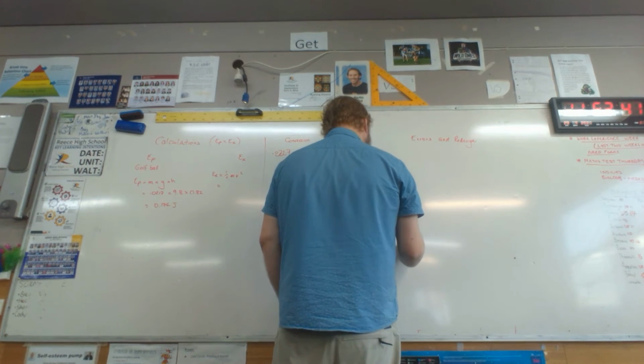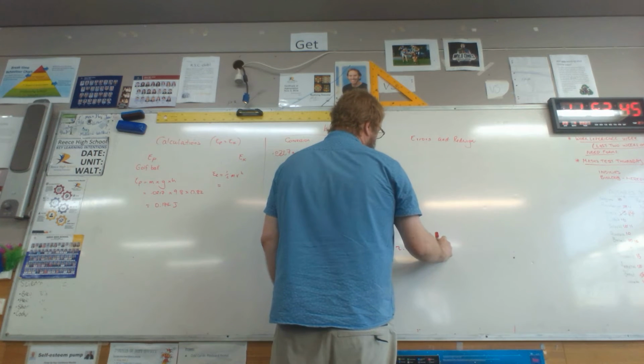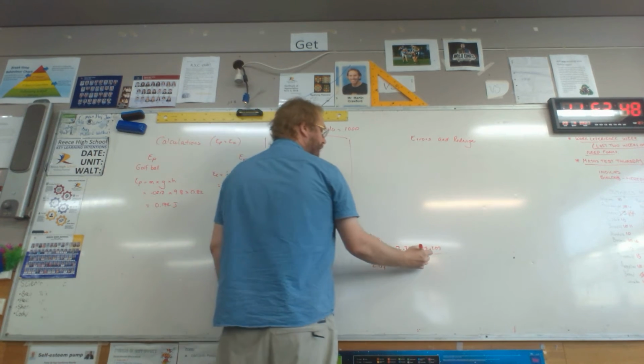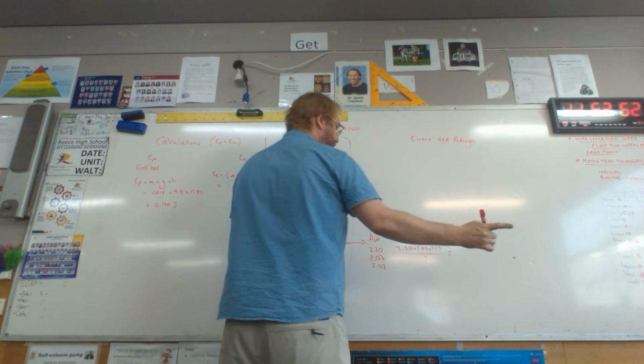Sorry, so a little split then. 2.2 plus 2.07 plus 2.07, and then I divide them all by 3. Excellent. And the average when you did it was what?